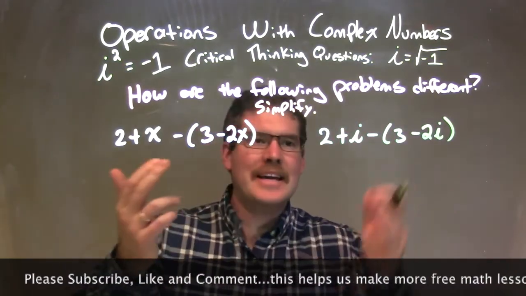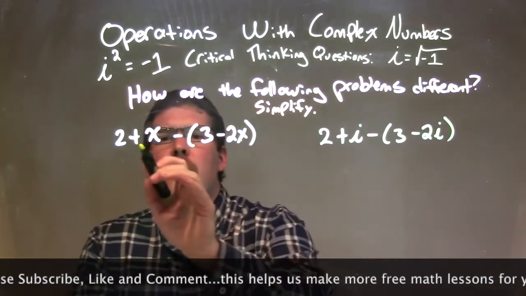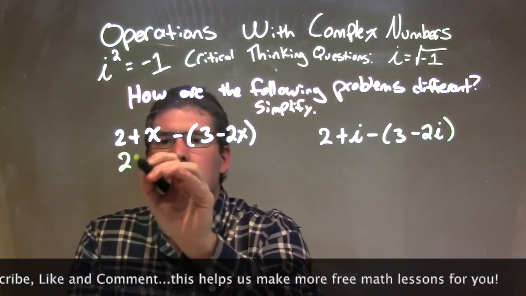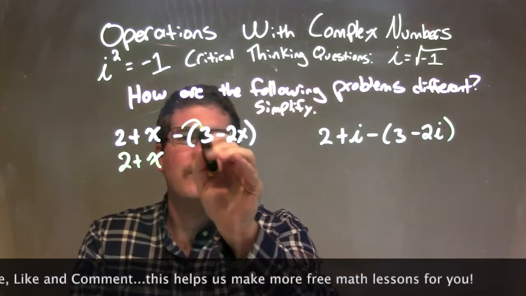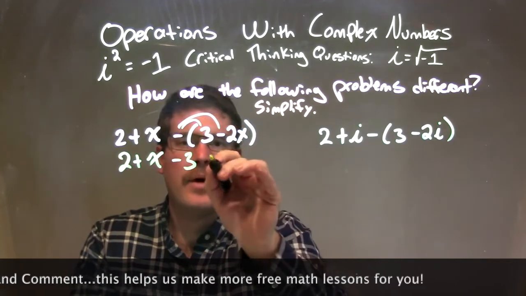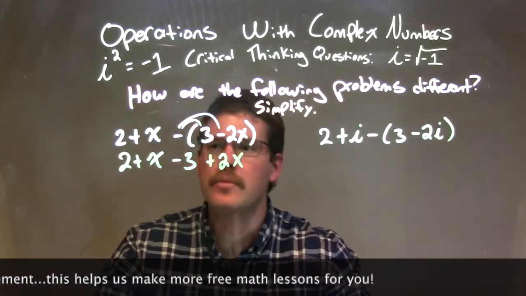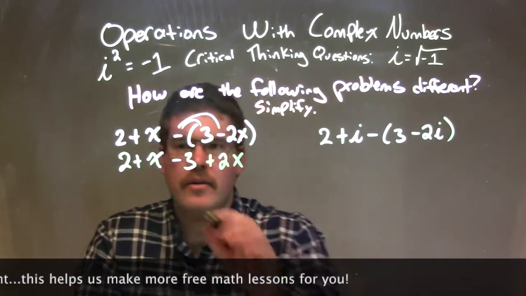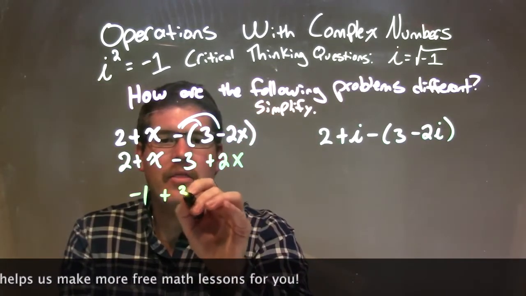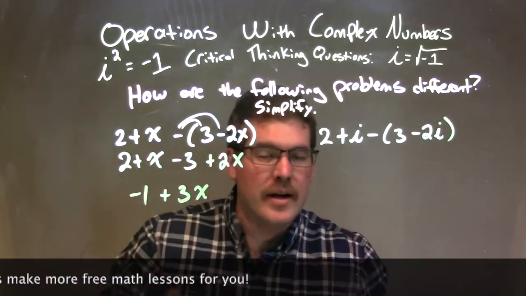So let's go simplify each one individually and see if there's anything different here. Well, first thing, I need to distribute that minus sign into the parentheses. So we have 2 plus x here. That becomes a minus 3. And then subtracting a negative 2x is adding a positive 2x. At this point, I want to combine my like terms. 2 and negative 3 come together to be a negative 1. And then the x and 2x come together to be a 3x, leaving me with a negative 1 plus 3x as my final answer for this one.